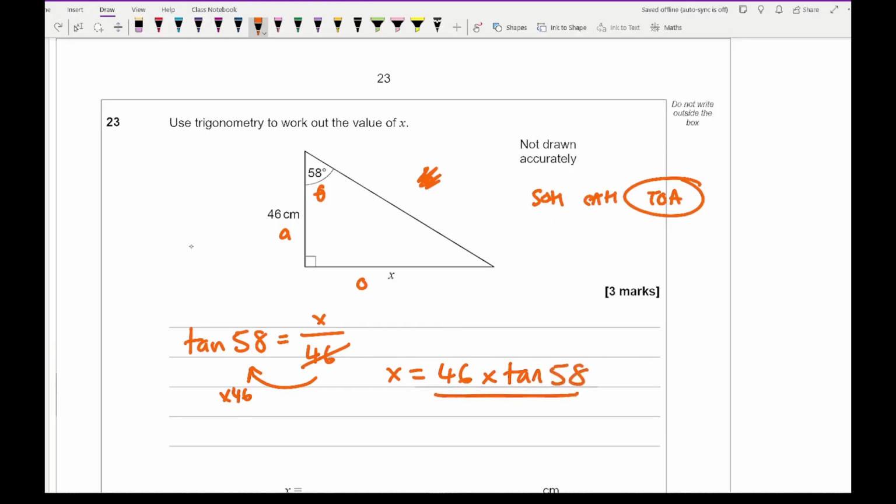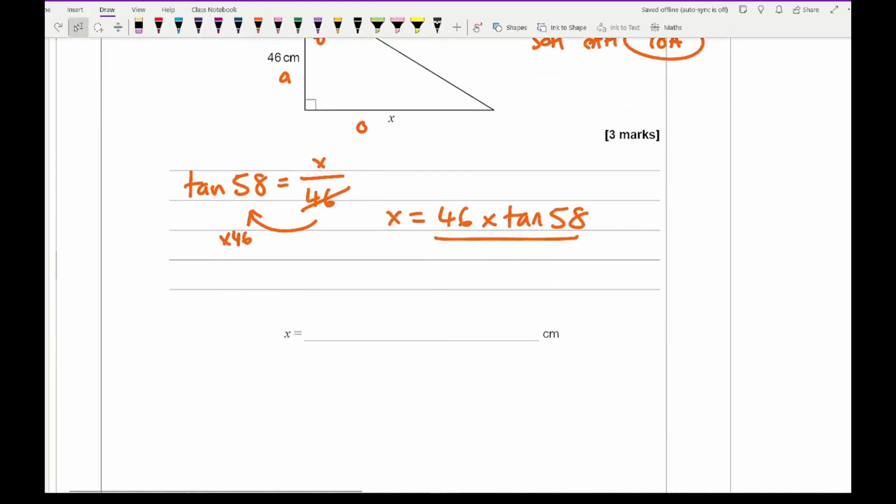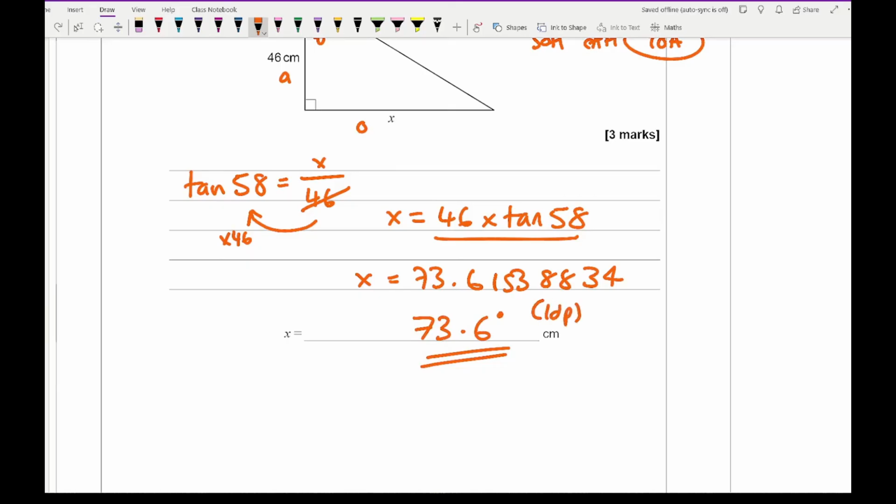I'm typing that into my calculator, in which I'm getting an answer of 73.6153884. And again, there's no issue on rounding because it doesn't specify, so you can give your answer any which way. I'm going to write it to 1 decimal place, but if your rounding is a bit dodgy, just simply copy the answer off the calculator.